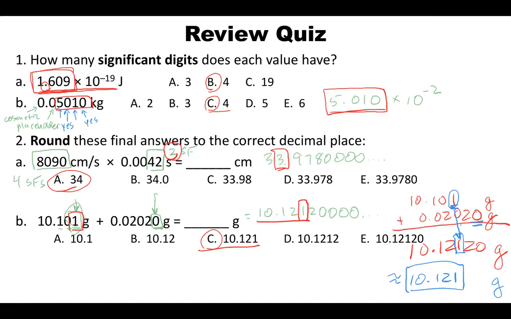In other words, if I'm in chem lab and I have 10.101 grams of one substance, and I add to it a very precisely measured, very small amount of a second substance, how well do I know the mass of the combined amount? And the answer is I only know it as well as I knew the mass of the first amount.